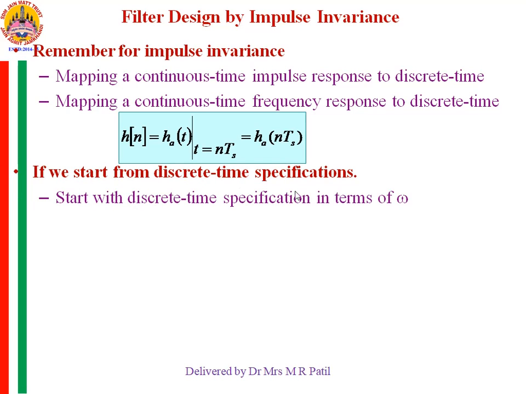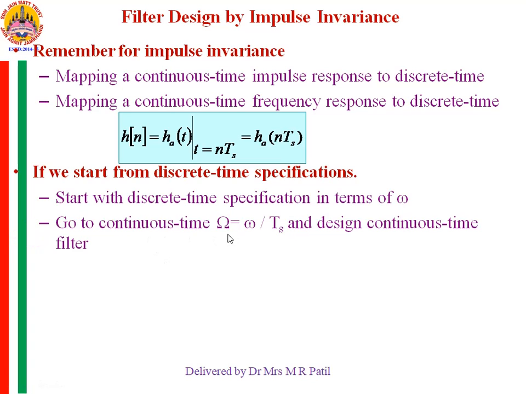So if we start from discrete time specifications in terms of omega, go to the continuous time Omega, which is equal to omega by Ts. The digital frequency omega is equal to Omega Ts, that is, sampling the analog frequency by the sampling frequency fs. You convert the analog frequency to the digital frequency. So Omega Ts is equal to omega, or Omega is equal to omega by Ts.